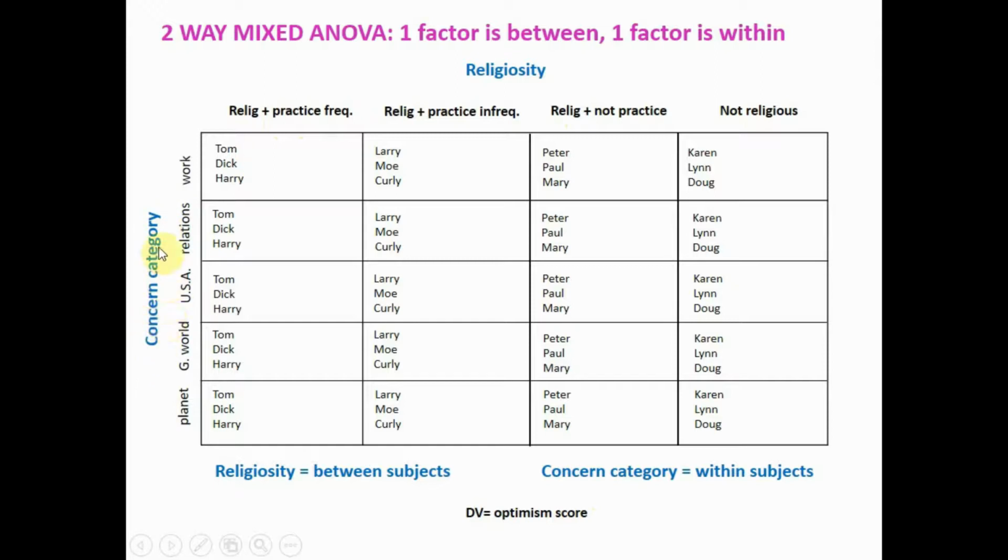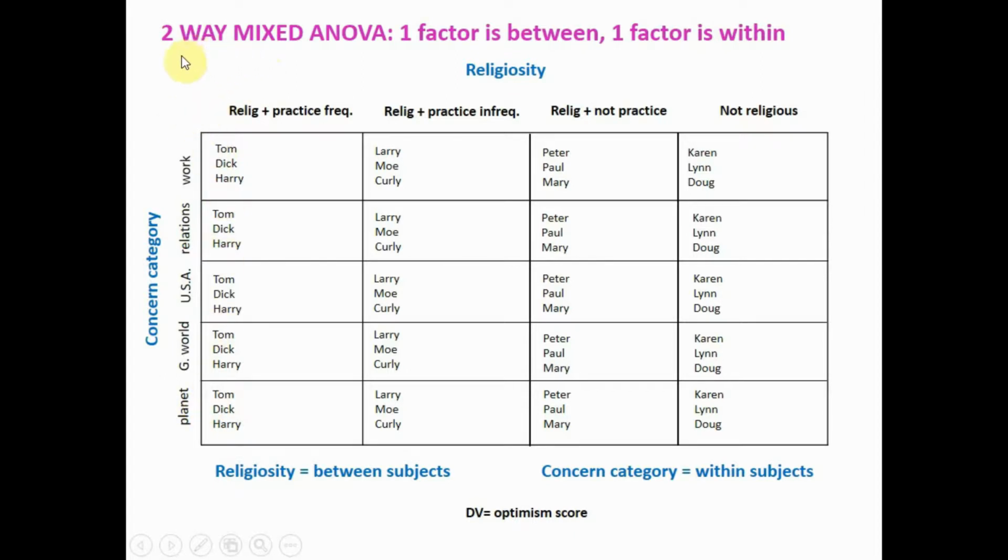But then we have another independent variable here that we think could affect optimism, and that's the concern category. To be honest with you, I really didn't know what to call this independent variable, but that name seemed to work the best. So we have areas of concern in our daily lives or our lives in general, and they may be related to work, personal relationships, the United States as a whole, so the country, the world globally, we just call it global world, and concern for the planet itself, right? So the concern category could very well affect optimism scores, right? Perhaps we're more optimistic for work and relationships, for example, than we are with the global world or the planet itself. Well, we'll find out, all right?